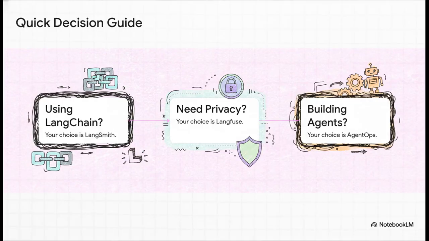Look, if you're still on the fence, let's make it really simple. Just ask yourself a few questions. Are you a heavy LangChain user? Your choice is LangSmith. Is privacy and self-hosting an absolute must? It's Langfuse. Is your whole project about building agents? Then you go with AgentOps. Honestly, this little flow will get you to the right answer like 90% of the time.